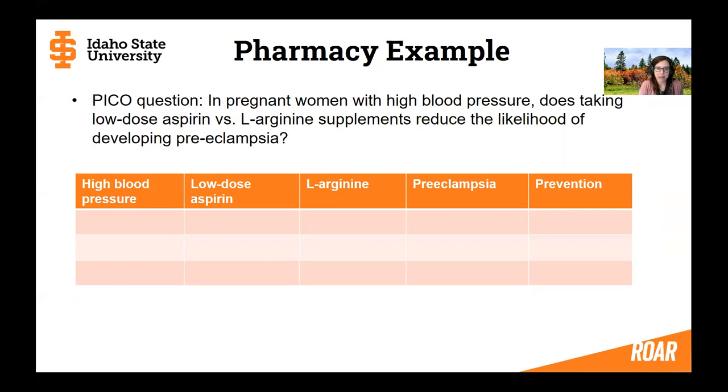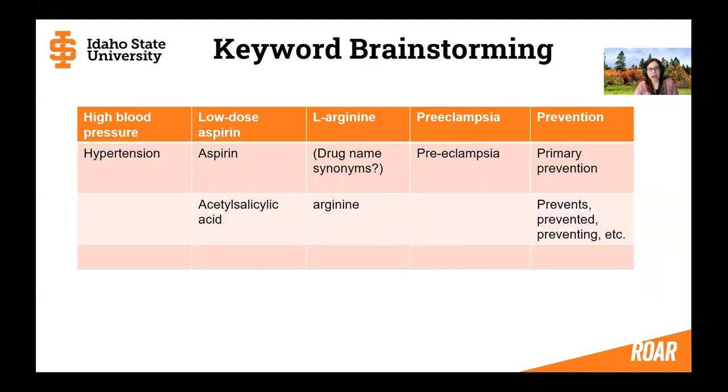preventing preeclampsia. So for high blood pressure, right away, I know that there's another synonym I need to search. It's the medical term for high blood pressure, and that is hypertension. We might also consider the variation hypertensive, which is the adjective. For low dose aspirin, like I said, when you have a long phrase, consider removing some words to boil it down to just the essential concept.